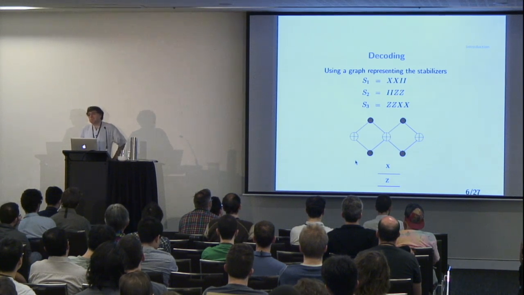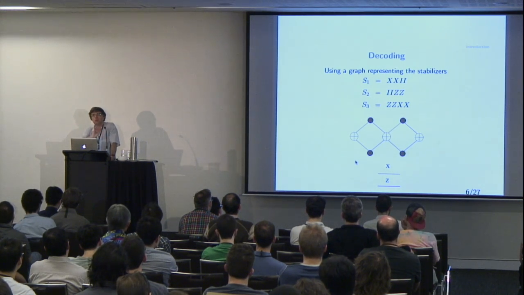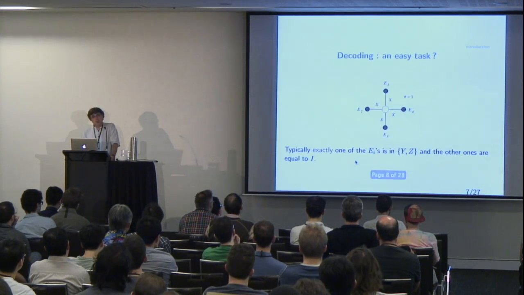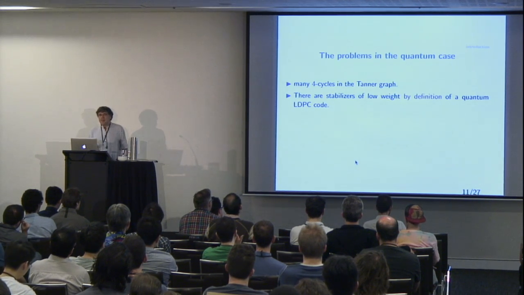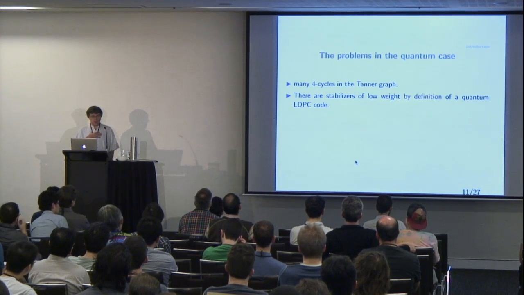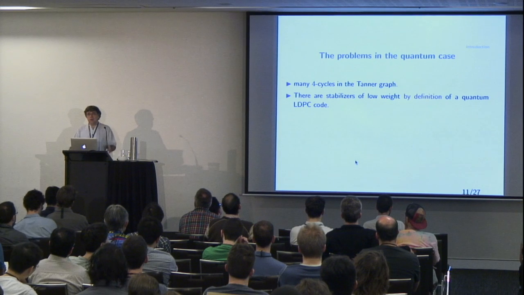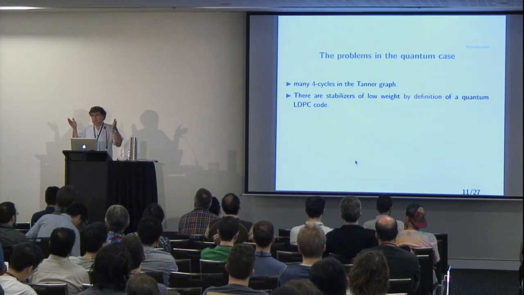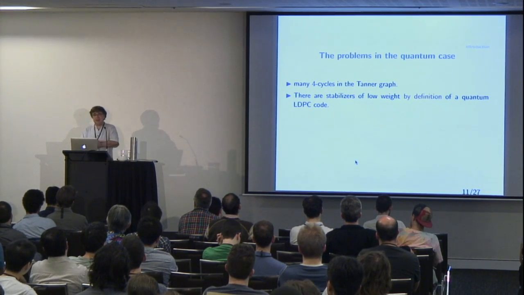Now you might say, well, why not do the same kind of calculation and just cheat? Just pretend that I have a tree, perform the same computation as if I had a tree, and see if this works. You could do this, but still, this doesn't work, because there is a second problem, and this is the worst kind of problem. By the very definition of a stabilizer code, you have stabilizers which have low weight. And so you say, okay, this is good for me. I just have to perform local measurements. I like them.